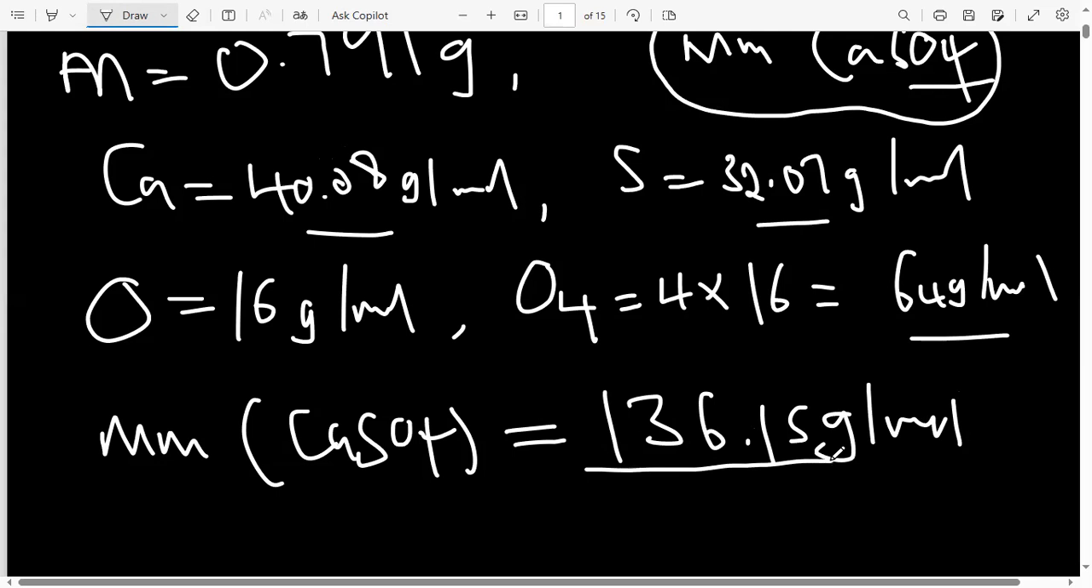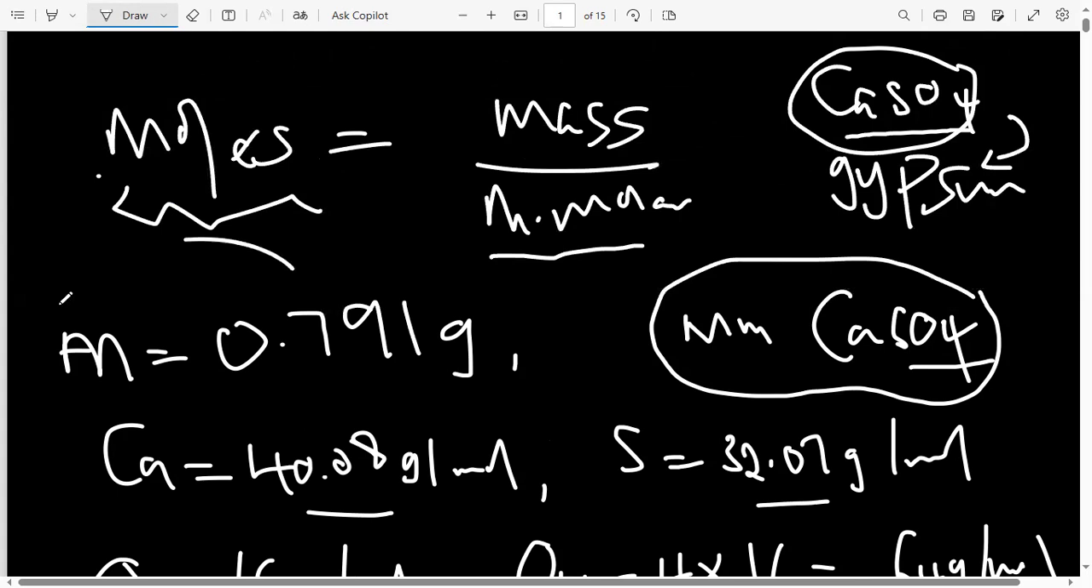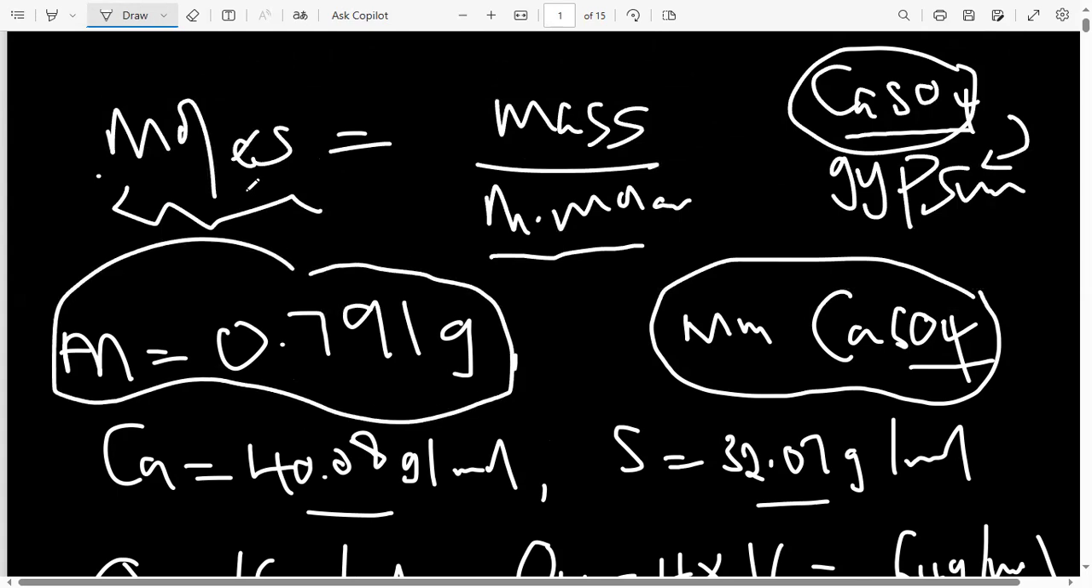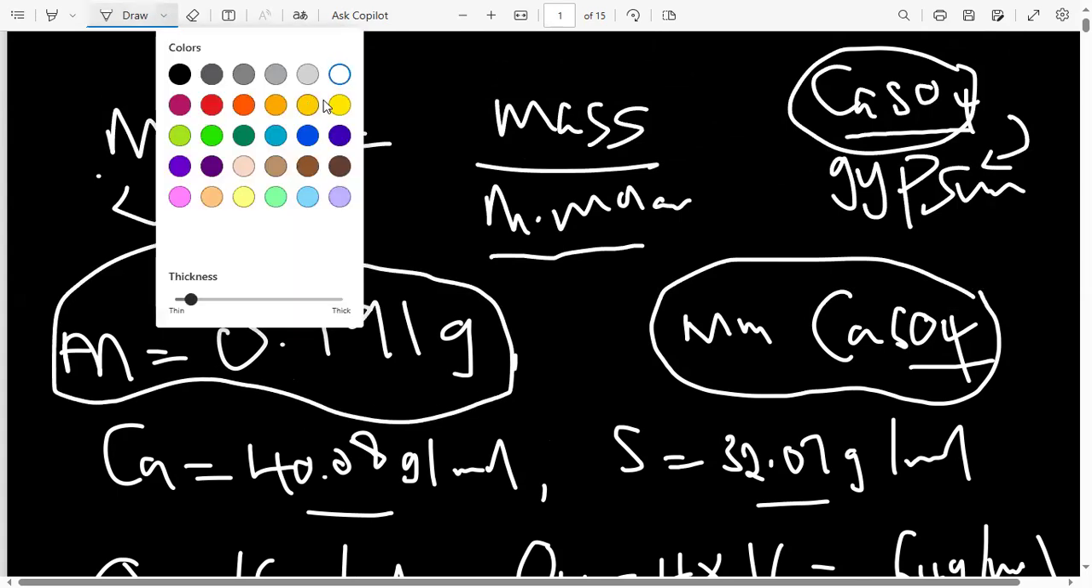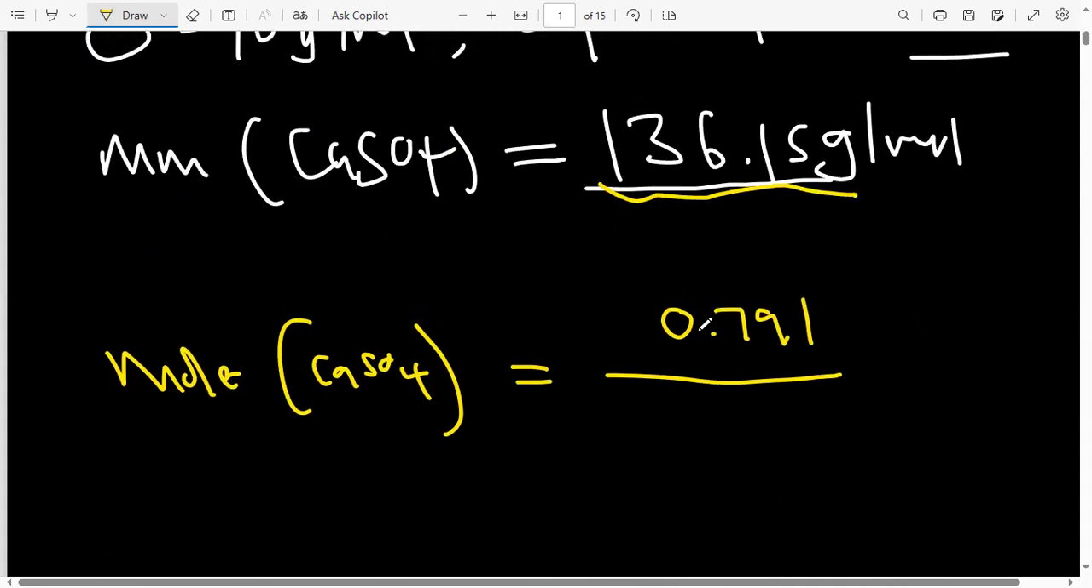Since I have the molar mass now, and I also have the mass here, I can use these two to find the moles of calcium sulfate. So let's find the moles. The moles of calcium sulfate, let me write it here, just equal the mass, which was 0.791, divided by the molar mass, which is this value here.